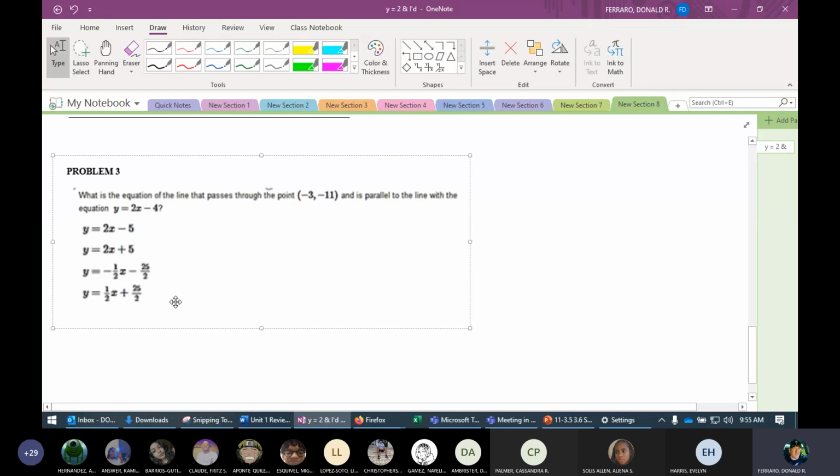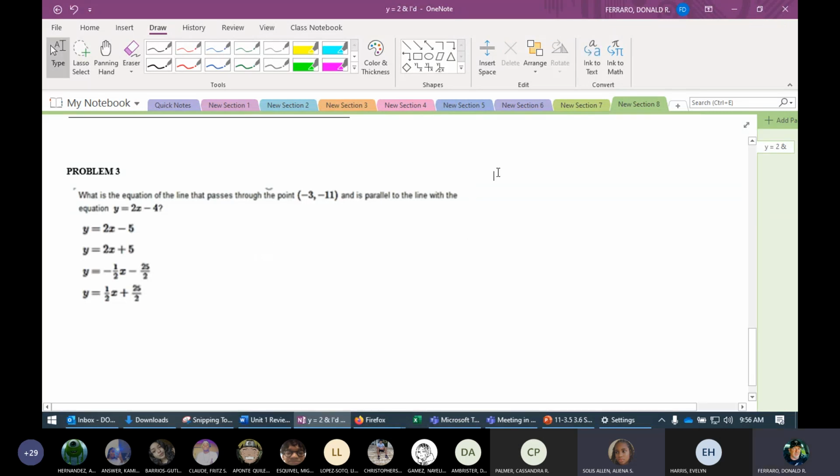this one looks a little bit complicated. So, Eliana, can you read this for me? Go ahead. Problem 3. What is the equation of the line that passes through the point -3, -11 and is parallel to the line with the equation y equals 2x minus 4?